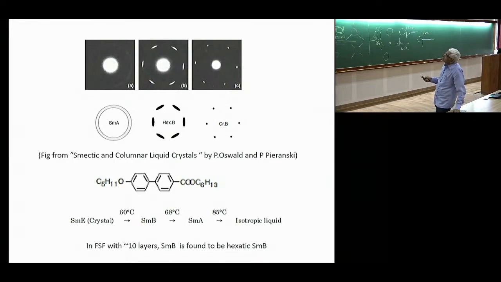You see it's smeared out. You go to the hexatic B, you see the 6 diffraction spots but spread out. You go to a lower temperature, this is the two-dimensional crystal, of course it's a finite size sample, you see these condensed spots. So this is the sample used and this is the hexatic.